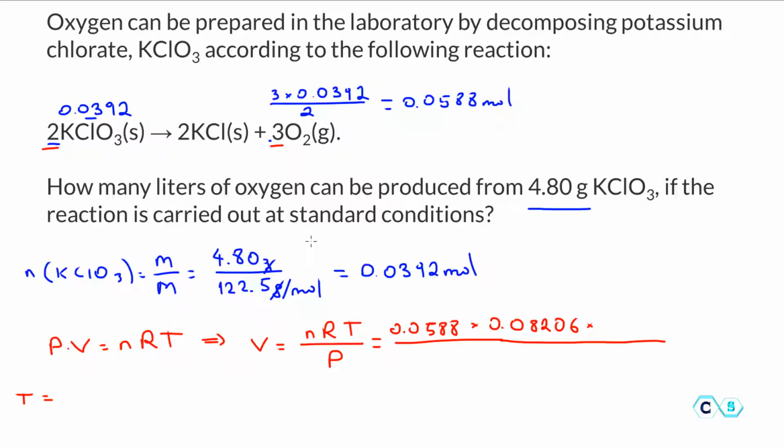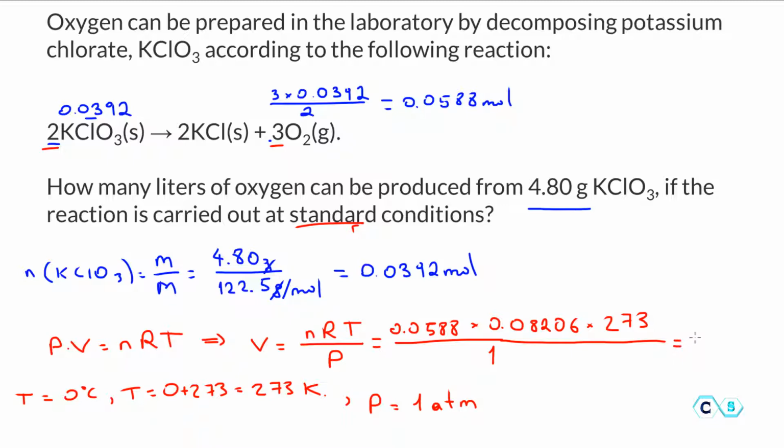It says that it's a standard condition here. So standard condition means that it's 0 degrees Celsius, and if we convert this to Kelvin, we're going to just add 273. So we have 273 Kelvin. I'm going to put this in the equation, so let's put here 273, and I'm going to divide this by the pressure. And we know that the pressure is also 1 atm because it's a standard condition. So standard condition means that the pressure is 1 atm and the temperature is 0 degrees.